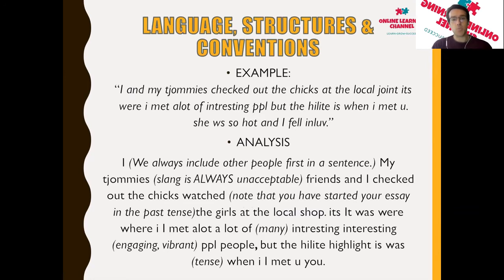Now if we were to analyze this particular example, this is a case of rewriting this paragraph in a way that is acceptable. To begin with, "I": always include other people first in a sentence. "My chommies": slang, always unacceptable. "Friends and I checked out the chicks": "watched". Note that you have started your essay in the past tense: "the girls at the local shop". "It was where I met a lot of many interesting people", or engaging, vibrant people. "But the highlights", of course, this is a spelling error, "is when I met you".